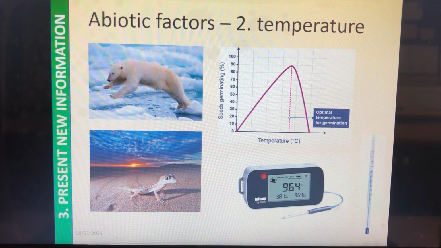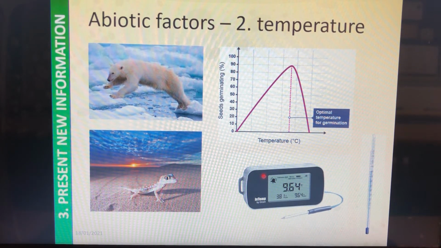So we've got the fur of the polar bear, the small surface area to volume ratio, and then we've got the lizard there. We haven't come across it yet, but in a future lesson we're going to see a lizard dance where it lifts its feet to keep off the hot sand and then swaps them over.